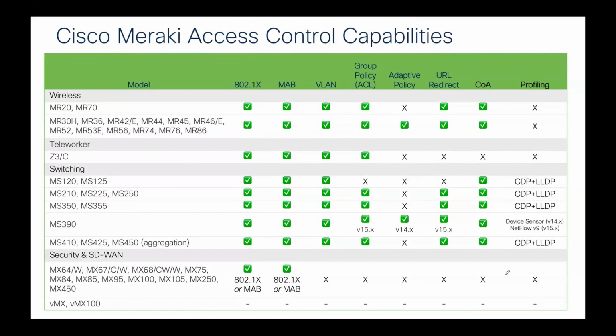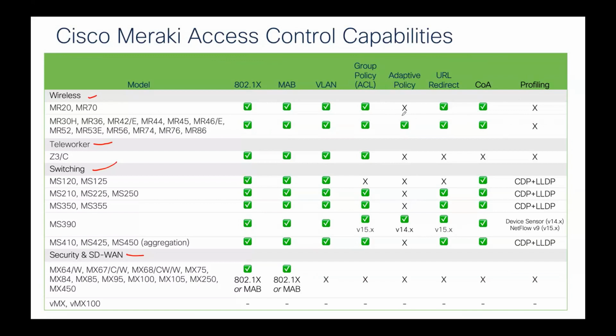So we've kind of arranged this in terms of the wireless capabilities across the top here. Then we have that teleworker Z3. Then we have the switching, and then we have the SD-WAN. So we'll just kind of go through those. So starting with wireless, you can see that can pretty much do everything except the profiling capabilities. So just about anything you want to do, right? Fully capable of doing that.